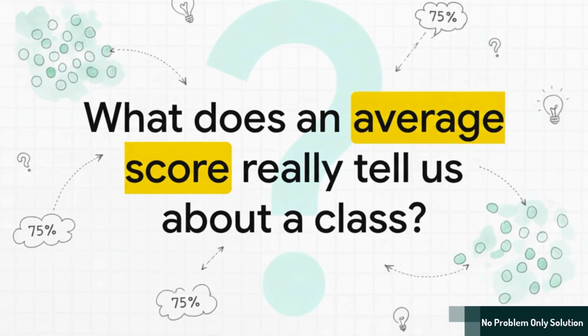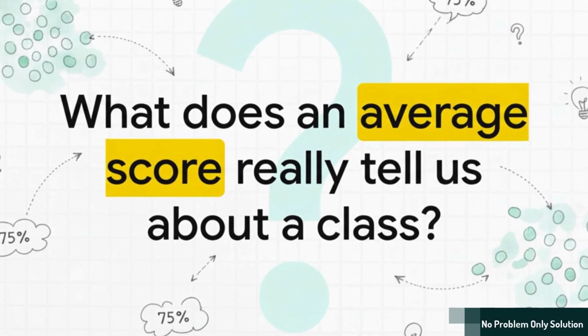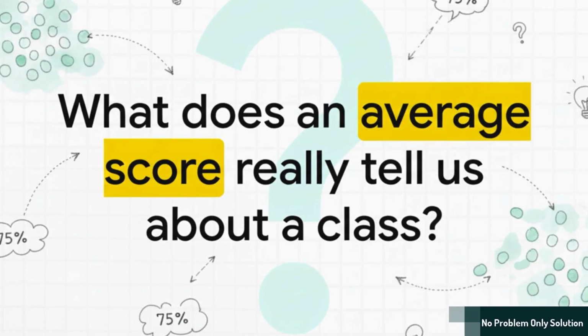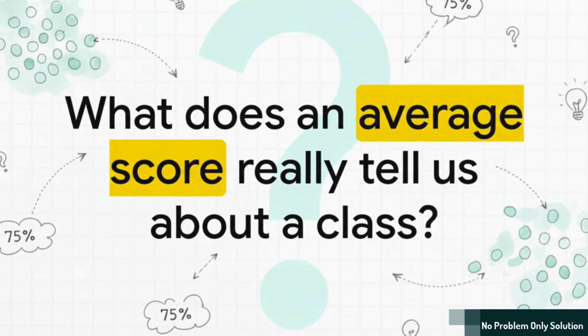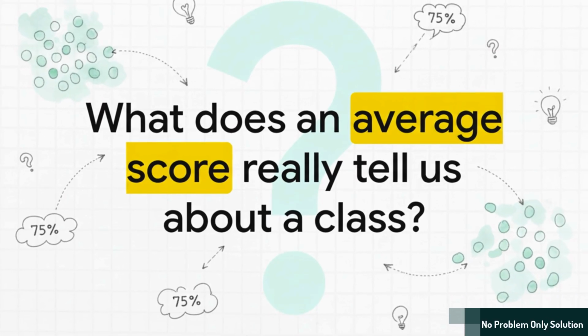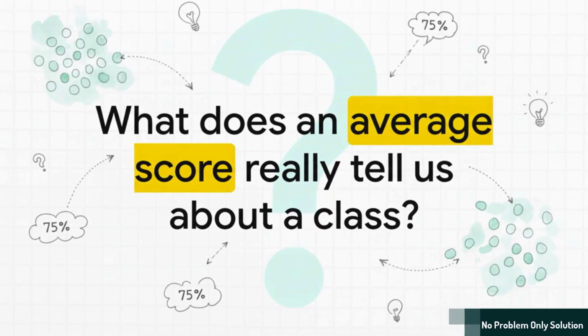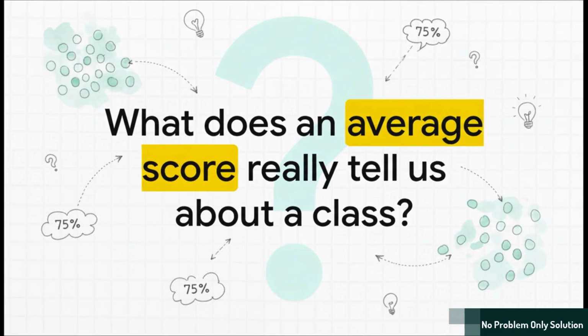Imagine you've got two different classes, and they both have an average quiz score of 75%. So, does that mean the students in both classes are performing pretty much the same? Well, not necessarily. See, an average, or the mean, as we call it, only gives us the center point. It doesn't tell us the whole story. It leaves out a huge piece of the puzzle. Are all the scores bunched up together, or are they all over the map?